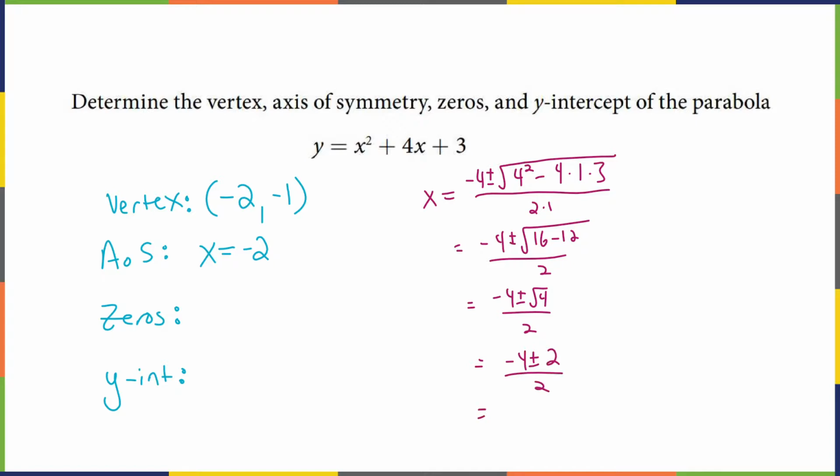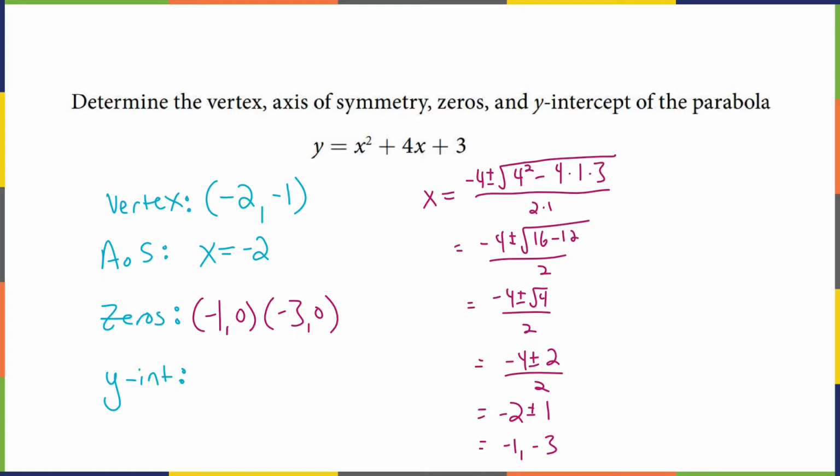Now I can split my fraction and say negative 4 over 2 is negative 2. Plus or minus 2 divided by 2 is 1. Negative 2 plus 1 is negative 1. Negative 2 minus 1 is negative 3. So my zeros are negative 1, 0 and negative 3, 0.